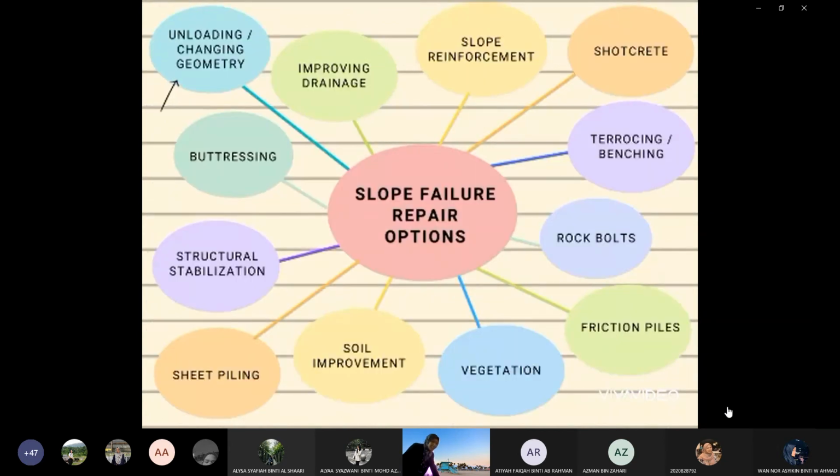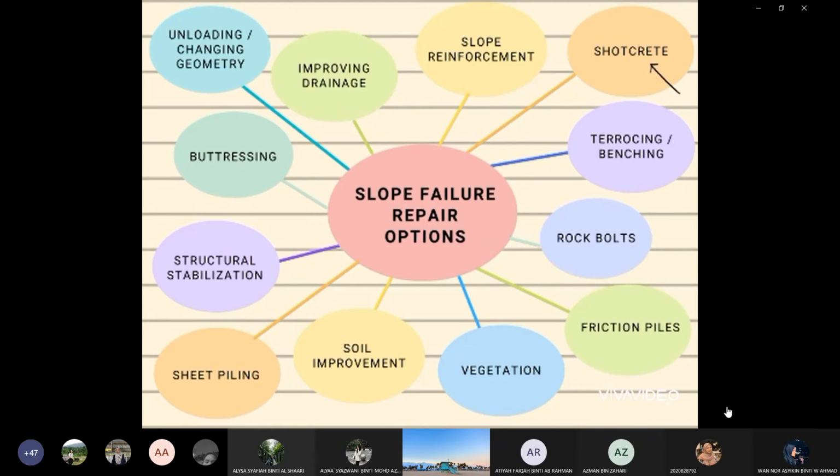Next is low failure repair option. First is unloading or changing geometry. We can use an excavation method. The second one is improving drainage. It is to minimize hydrostatic pressure build-up in the slope. It has two types of improving drainage that are surface and subsurface. The third one is slope reinforcement. It has two types that are geotextile and geogrid.